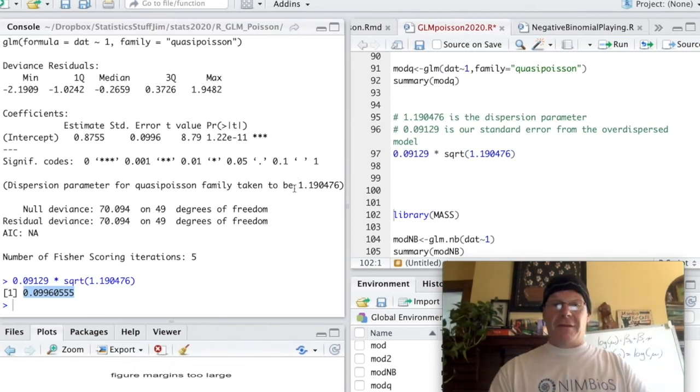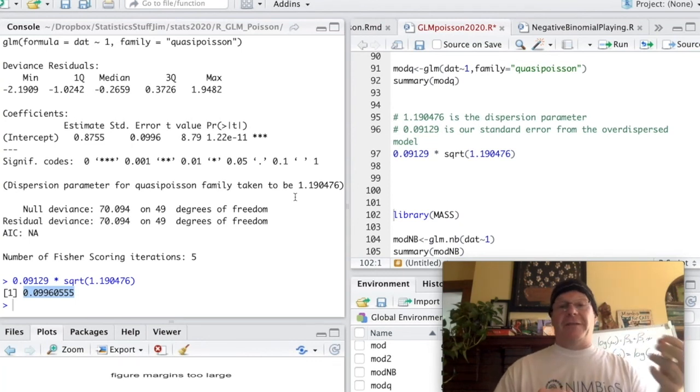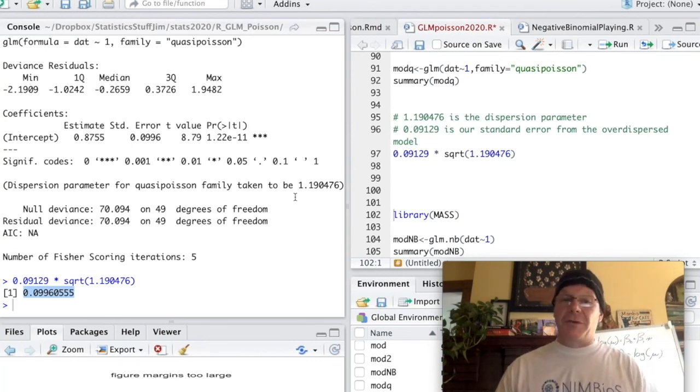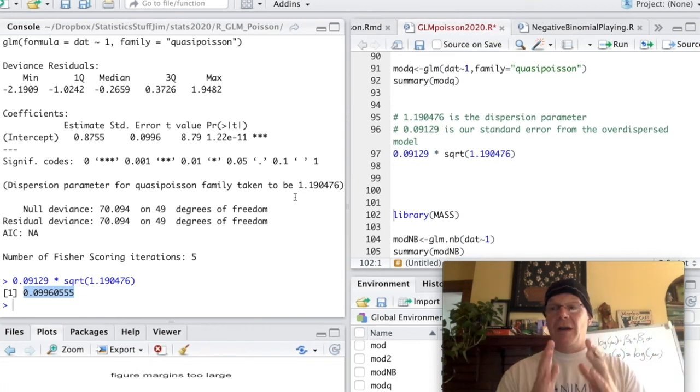So basically that's what the computer is doing behind the scenes: it's estimating the dispersion parameter, then taking the standard error of the straight-up Poisson model and multiplying that standard error by the square root of the dispersion parameter, and that's giving us our new standard error. Our standard error has increased, which means that we're less likely to commit a type 1 error, because now we're effectively modeling the uncertainty around our point estimate. That's in the general sense how these quasi-distributions work.